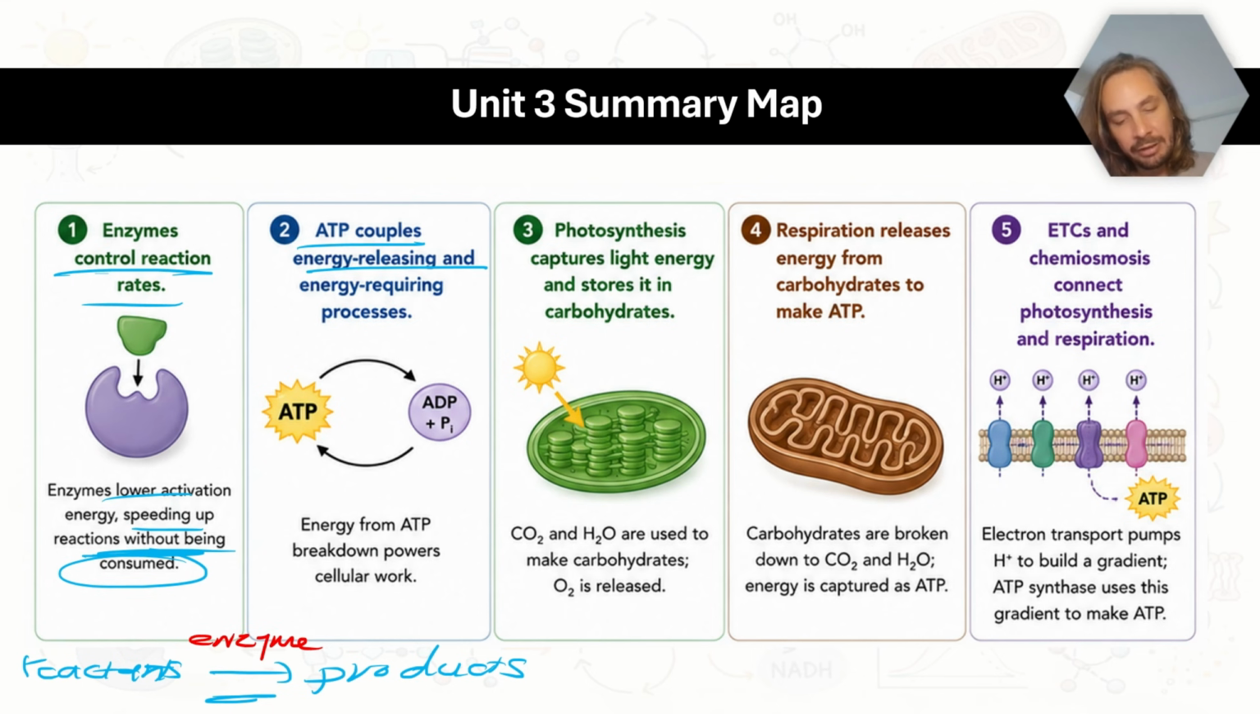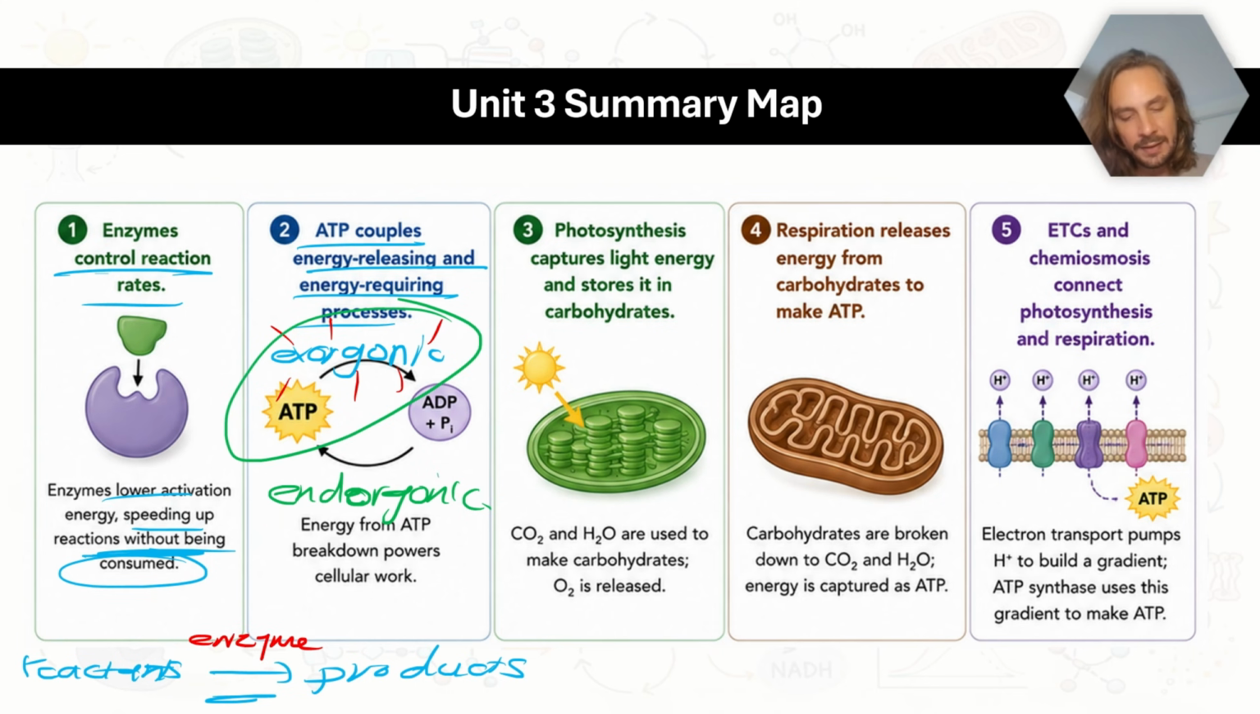ATP couples energy releasing and energy requiring processes. ATP to ADP is a very exergonic reaction, so that means it releases a lot of energy. And ADP, when I'm adding a phosphate, that is endergonic. Now we can use this exergonic reaction to drive other endergonic reactions, or reactions that require energy.